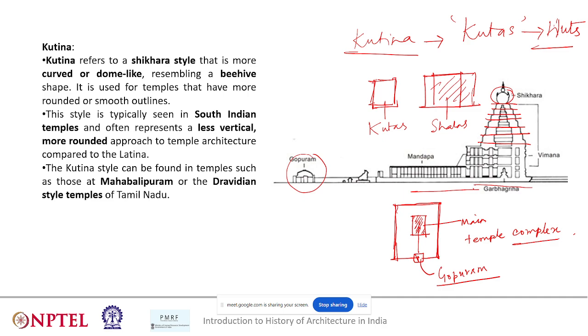And of course, there's another style that has been discussed in the lecture as well. You'll find some temples in the central parts of our country which are a mix of both Latina and Dravidian, and that particular style is known as Vesara style. Okay, I hope you all remember Vesara style. So you'll find this combination of both Latina and Dravidian.